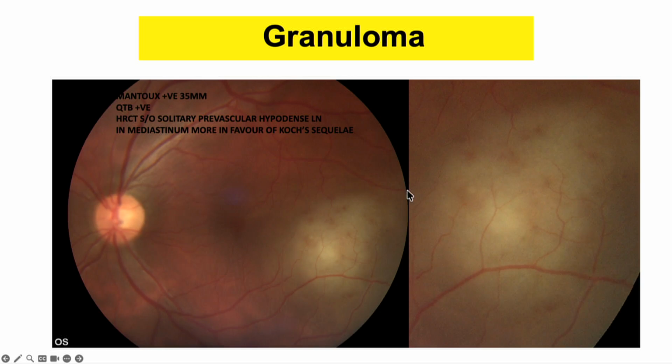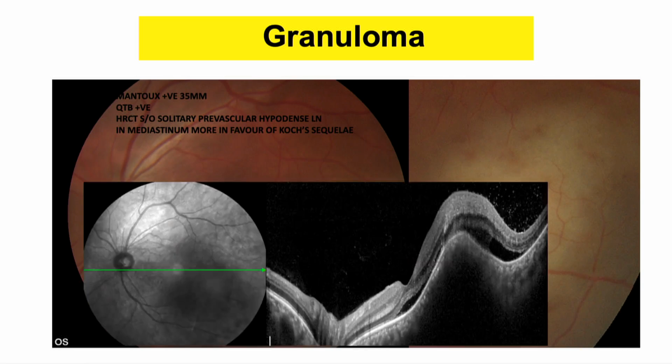Now, this is another patient with a TB granuloma. So how will you differentiate it from a sarcoid granuloma? You see these hemorrhages over the granuloma because the TB granuloma is more VEGF driven. So it shows these hemorrhagic changes. And the OCT shows a contact sign as well as a choroidal granuloma with SRF.